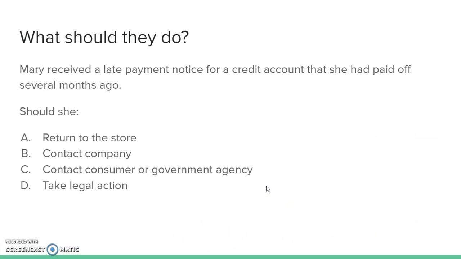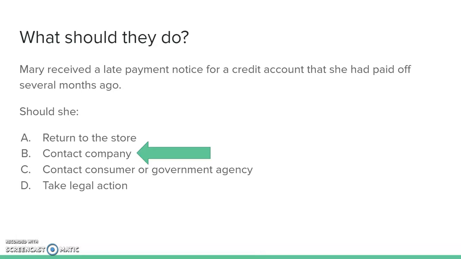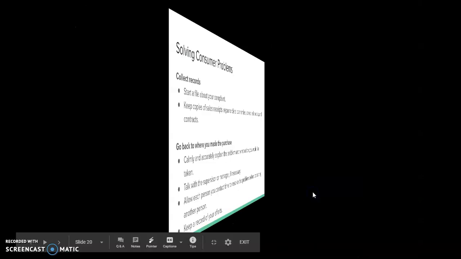Mary received a late payment notice for a credit account that she had paid off several months ago. She is under the impression that this has been paid off. However, she's receiving notifications that it is not. So she wants to contact the company, find out what happened in terms of billing, why there were errors, and why she's still being notified that there's a balance still existing on her account.